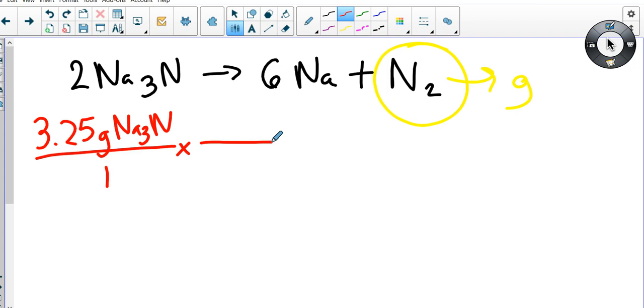Okay, what am I going to put for moles? What number? 1 hand. 1 mole of Na3N. This weighs like 80 something. Anybody want to add it up? You know what? I got it. 82.98. Thanks.